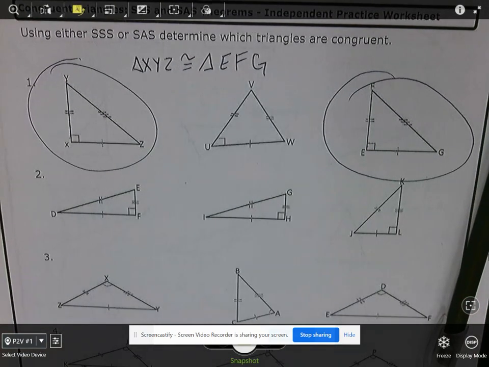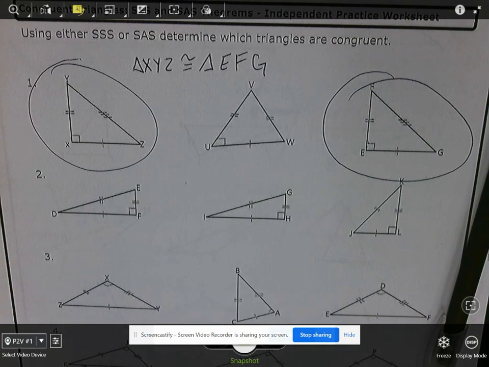And it's an independent worksheet, so that means it's done on your own. You can use your notes or you can use your worksheet. Okay. What questions do you have for me? Okay. All right, so I'm going to give you the work.